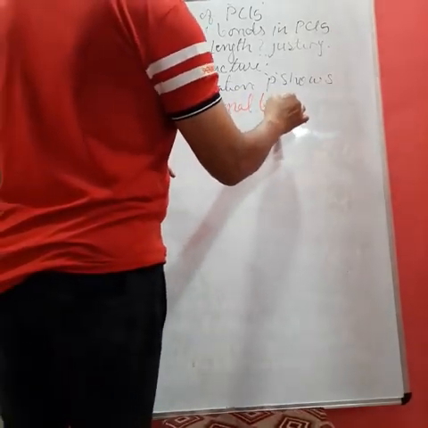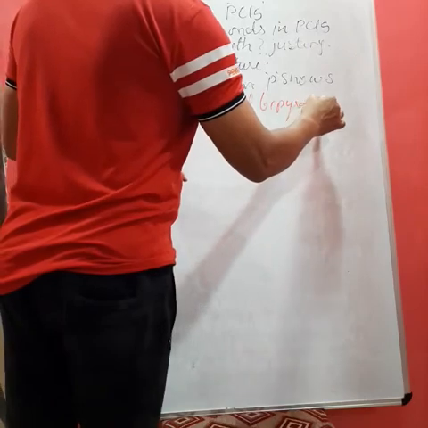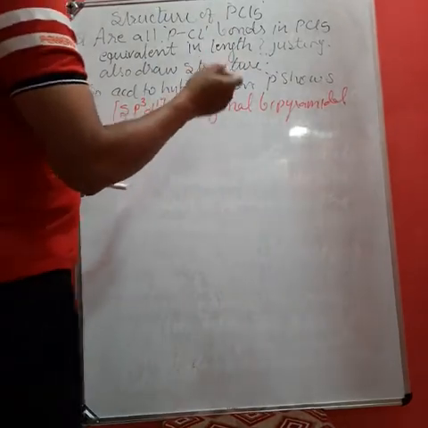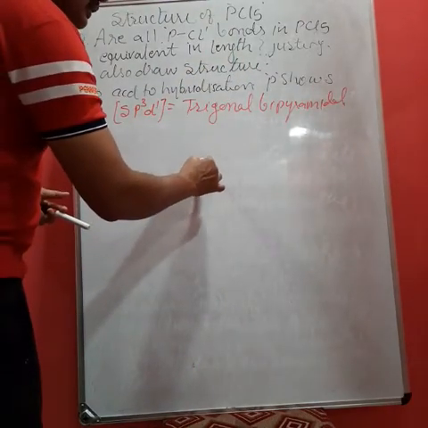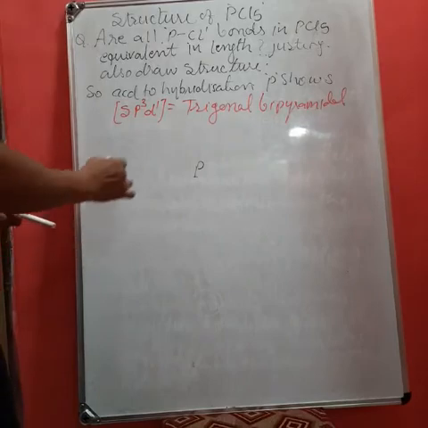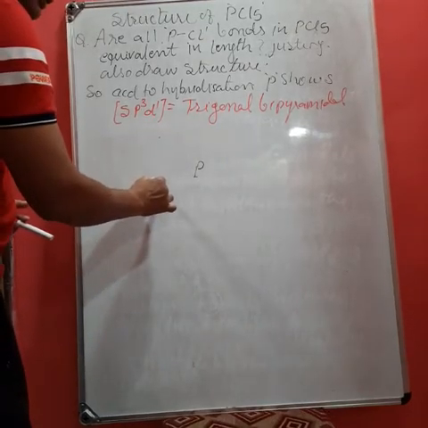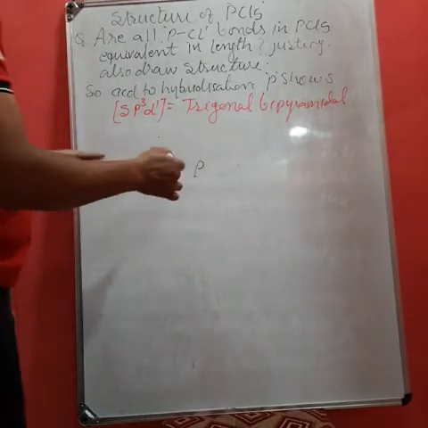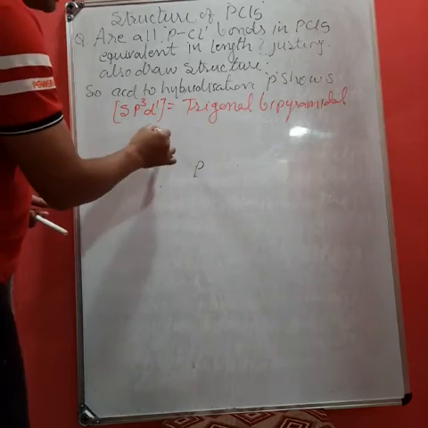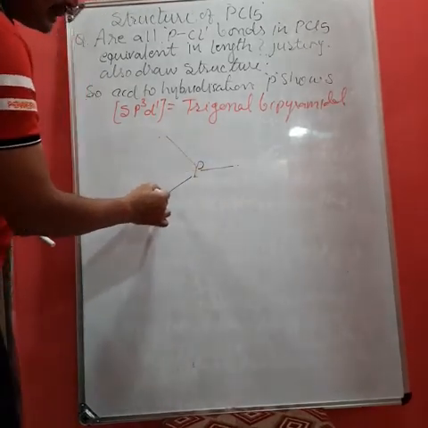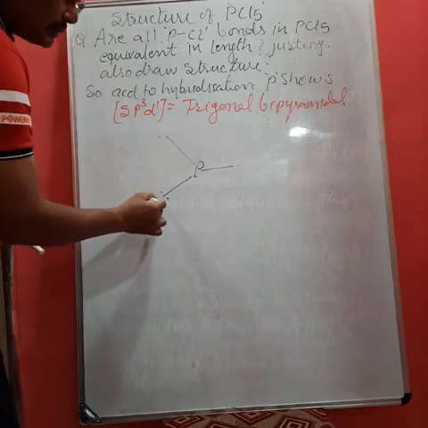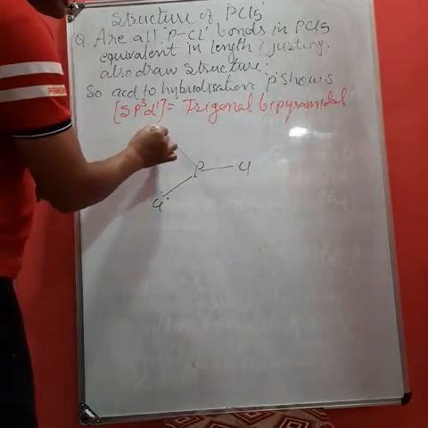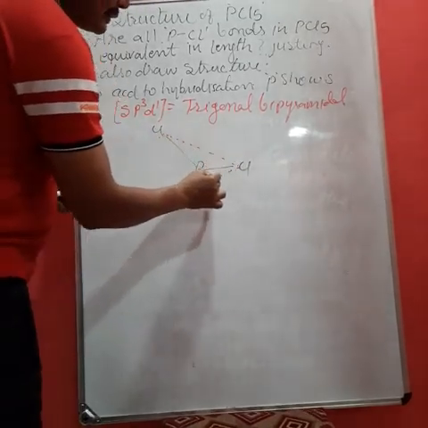gives a trigonal bipyramidal shape. So students, the structure of PCl5 can be given like this. This is the central phosphorus atom. Now the 3 Cl are located forming a trigone with respect to phosphorus. That means 1, 2, and this is 3. And here you can write one of the Cl, next Cl, and next Cl. So it forms a trigone like that.